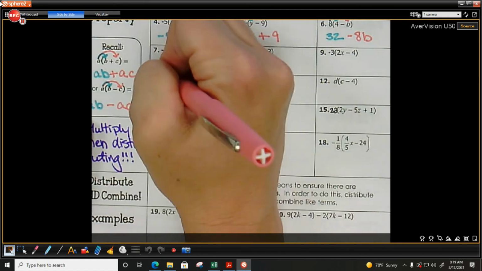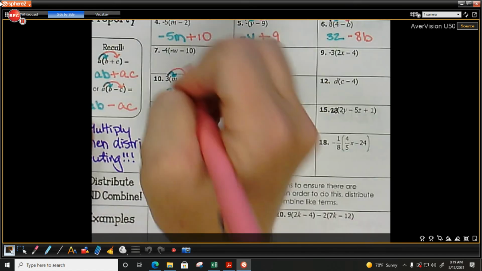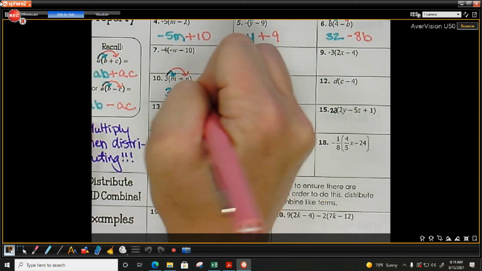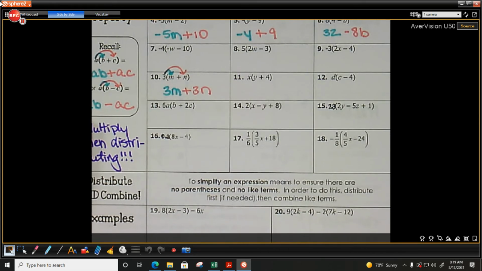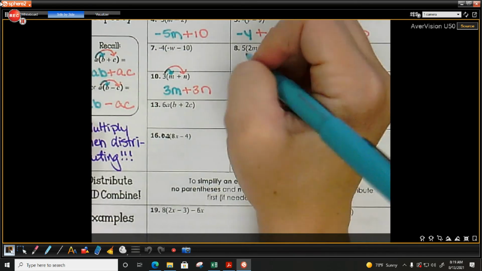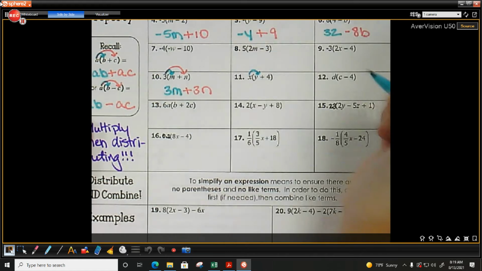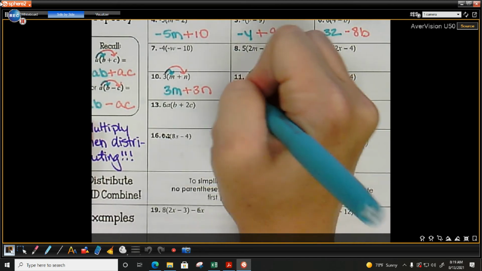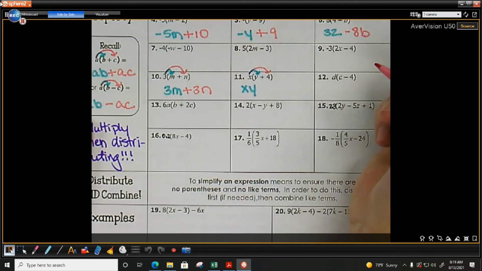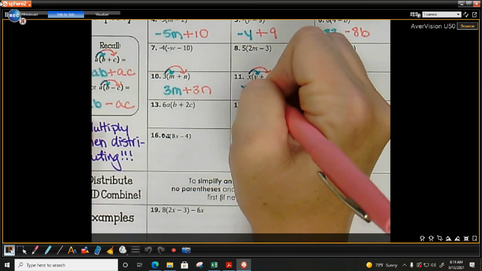Are those like terms? They both have 3's. One's an m variable and one's an n variable. They are not like terms. Now we're distributing a variable. What's x times y? xy. When you're multiplying two variables together, you just put them next to each other. And then x times 4. We would never say x4. Remember, coefficients go in front of variables. Good?